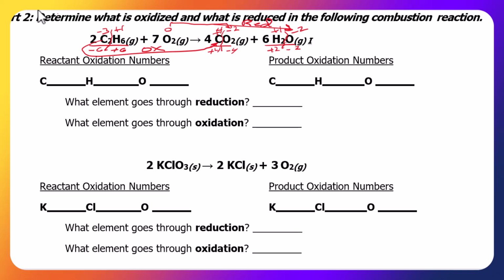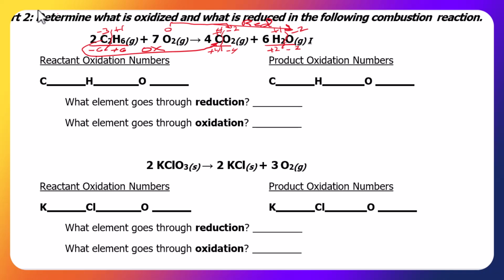So if you are asked questions about what got oxidized and what got reduced, you have to refer to the reactant side, not the product side. The product side is how you tell what happens on the reactant side. This is the active side. The product side is after the fact.